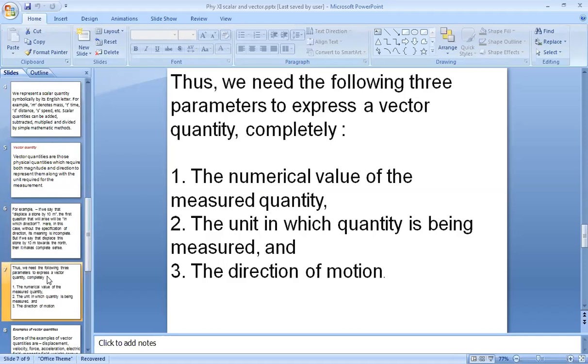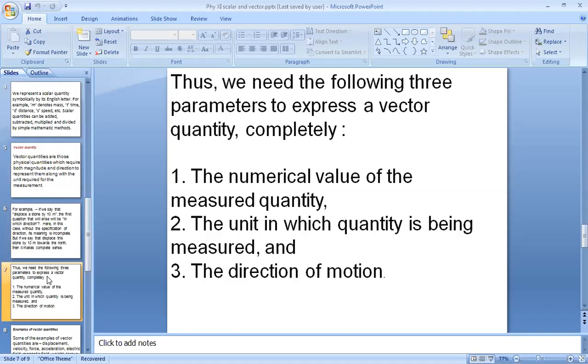Explanation and lecture about scalar and vector quantities. Three things we require: first, the numerical value of the measured quantity, like 2 meters. So 2 is a numerical value. 20 meters, 20 is a numerical value. 20 kilogram, 30 kilogram, 2 hours, 2 seconds. So the number shows the numerical value, which is the magnitude of a quantity. Magnitude means the numerical value. And the unit in which the quantity is measured.